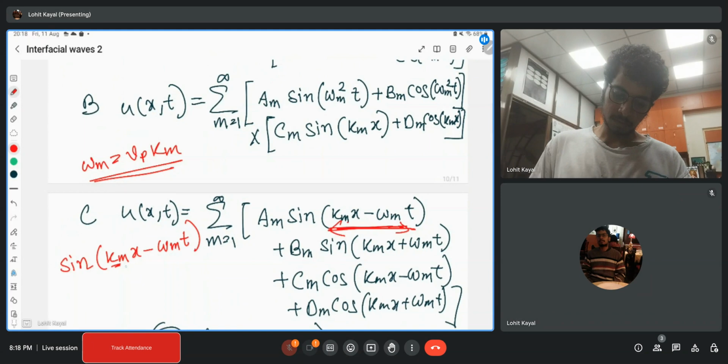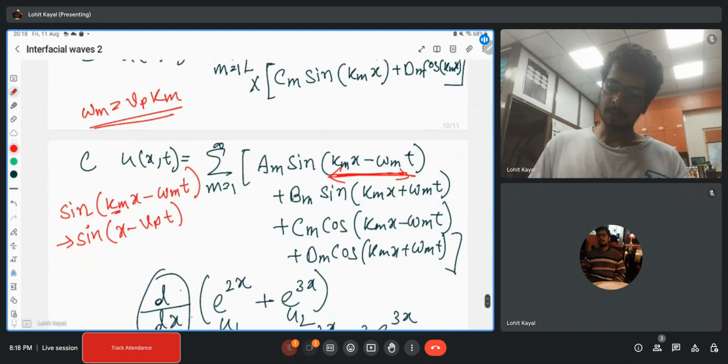If you take km as constant and divide by km, you can modify it to some function of x minus vp t, and also x plus vp t. Similarly, the same thing will happen for the cosine. So this is obviously a solution for this.